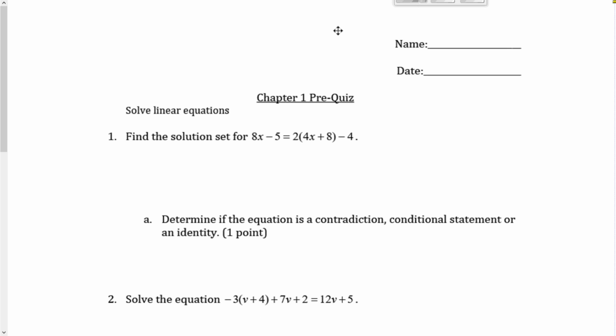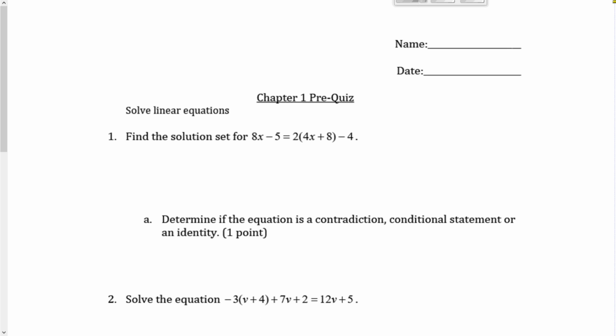Okay, so here is chapter 1, pre-quiz part 1. So we're going to go ahead and work through this. You should already have been doing this, so we're going over it just in case you have any questions on anything. Okay, the first one, we're just finding the solution set.